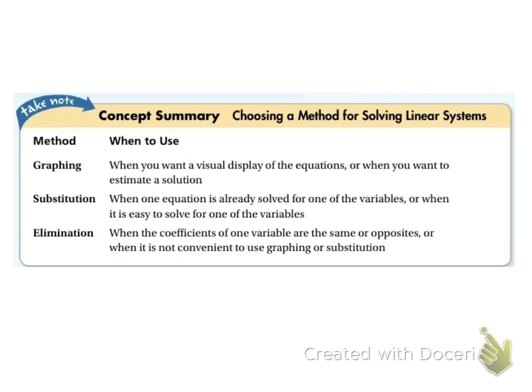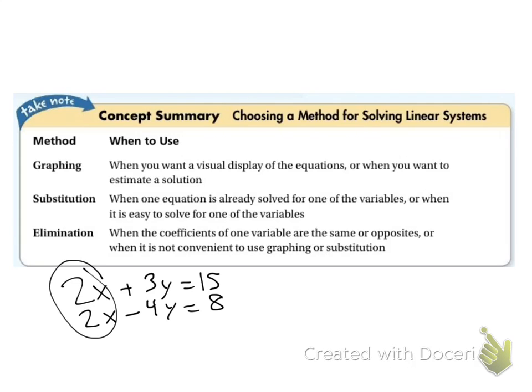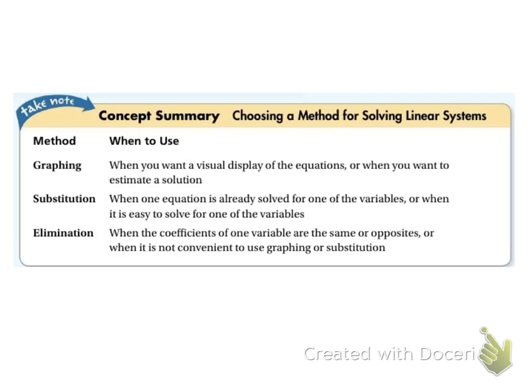Elimination is great when the coefficients are the same or are opposites. So if we have 2x plus 3y equals 15, and we get 2x minus 4y equals 8, these have the same coefficient, right? So I can subtract and just solve it. Or let's say the second one was negative, then I can just add them and solve it. But also, if it's just not convenient to graph or use substitution, like if there's not a variable that's alone, graphing is easiest when it's in y equals mx plus b. So elimination is kind of our fallback.